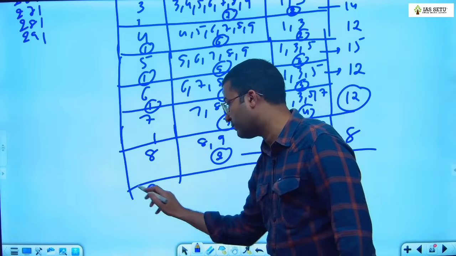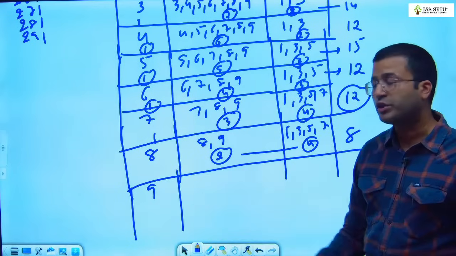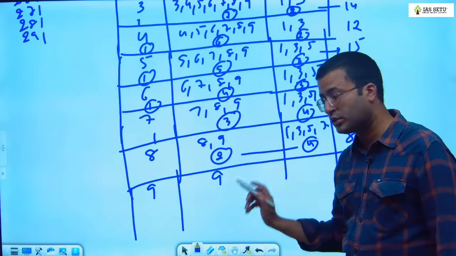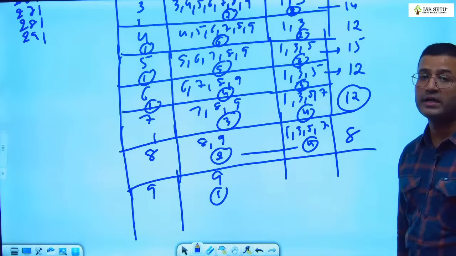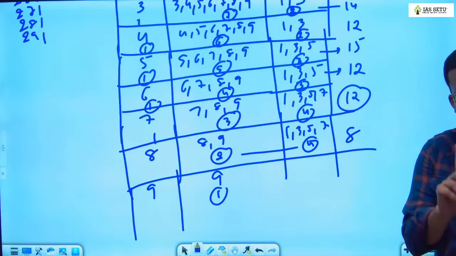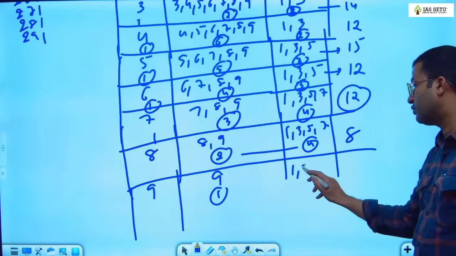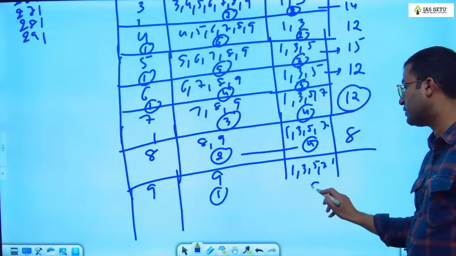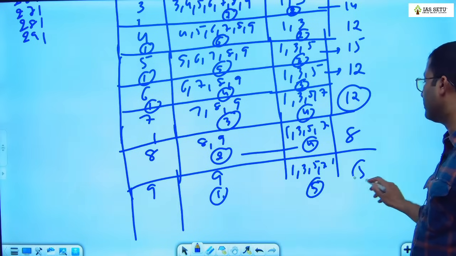Last is at 10 place you are using 9. Sorry, 100 place 9. 10 place also 9. Tell me at unit place what I can afford to use. 9 or smaller than 9 but odd digit. 1, 3, 5, 7, 9. तो 1 into 5, 5 numbers are possible.